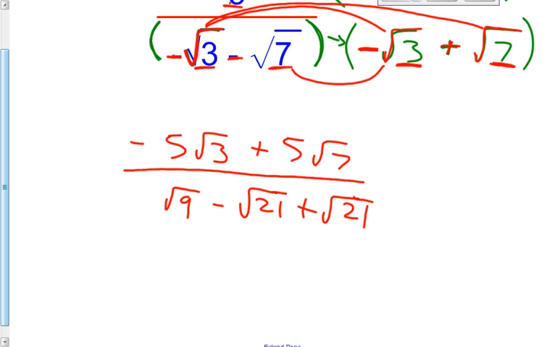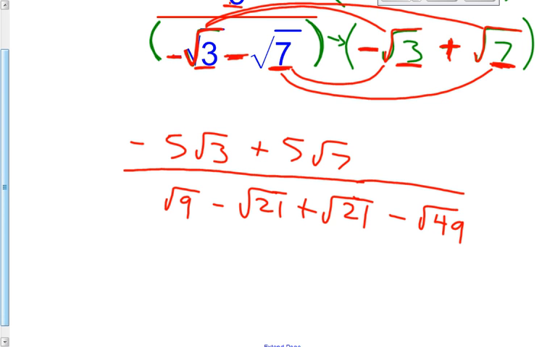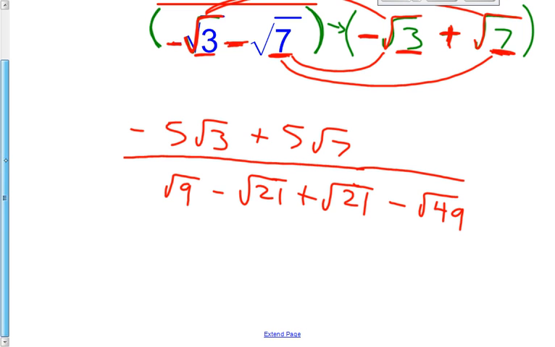And then lastly, we have our last term in FOIL. So a negative square root 7 times a positive square root 7. A negative times a positive is a negative. And square root 7 times square root 7 is square root 49. Now you might be saying right now, Mr. Berge, we have a bunch of irrational numbers in the denominator. We have square root 9, square root 21, square root 21, square root 49.